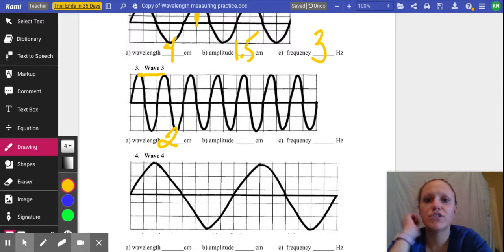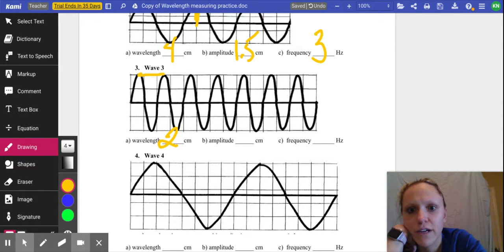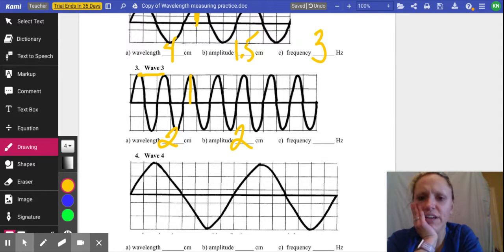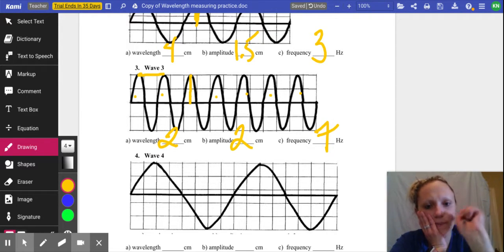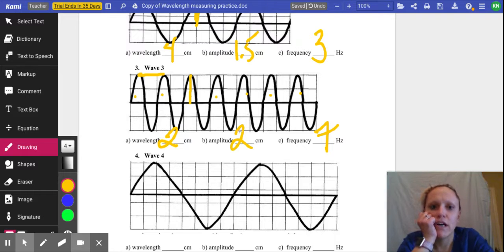Okay, the amplitude. So once again, I'm going to find a crest, and I'm going to draw a line down, and I'm going to say that's approximately 2 centimeters. Okay, and then I'm going to count how many waves occurred in this time frame. So I'm going to count 1, 2, 3, 4, 5, 6, and 7. So it'll be 7 hertz. Okay. All right.